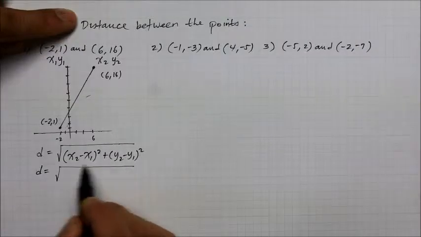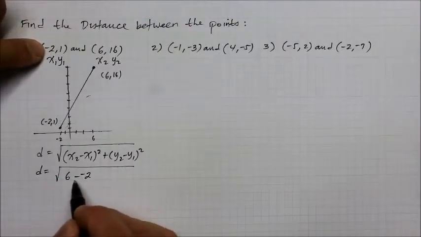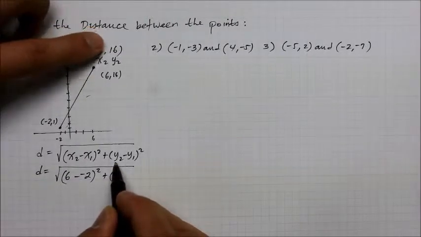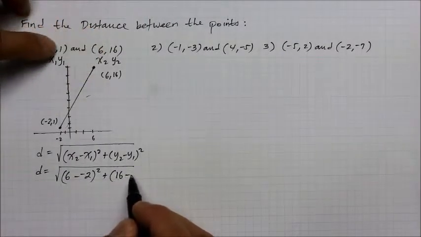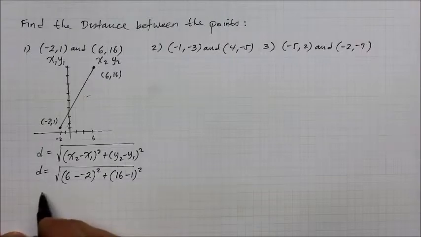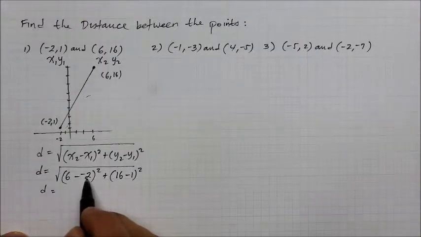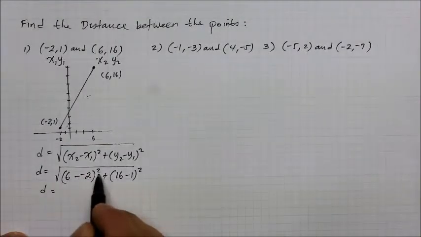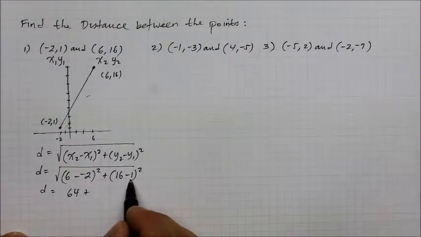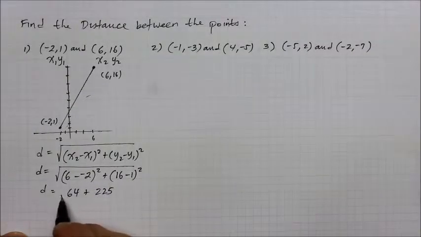So that's square root of x2 is identified as 6, minus x1 is -2. Careful, negative, negative, they become positive. And then same as y sub 2 is 16, minus the y1 is 1. And we're going to square that as well. So now let's start evaluating. So 6 minus -2 is like saying 6 plus 2, which is 8. And 8 squared is 64. Plus 16 minus 1 is 15. 15 squared is 225. And we're going to add that and square root at the same time.